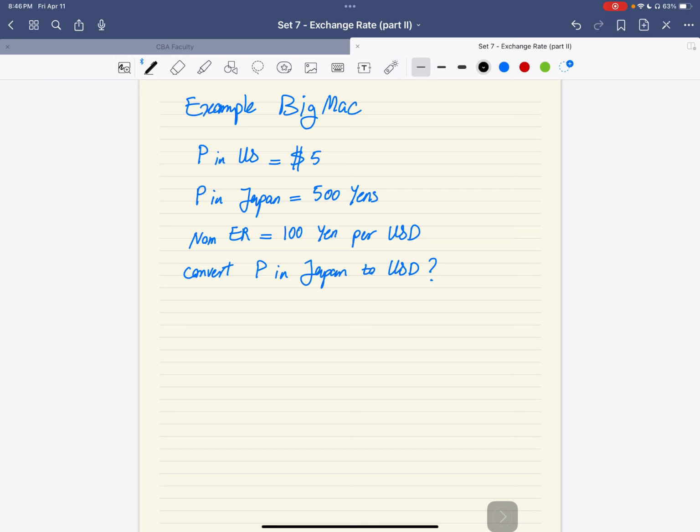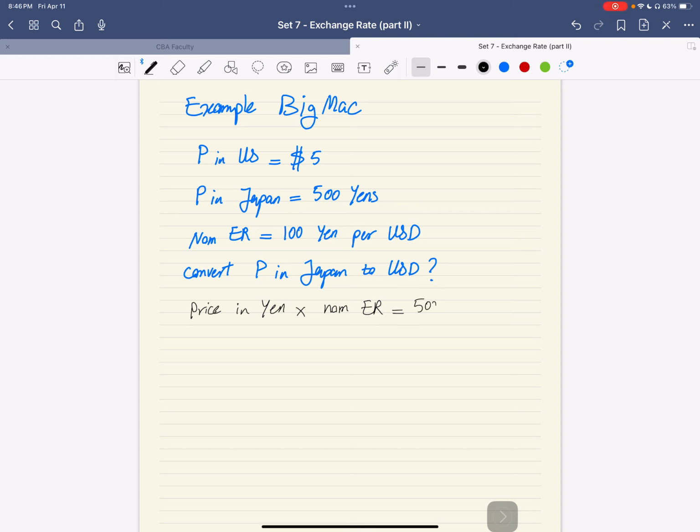I just need to convert that. I need to take the price in yen and multiply by the nominal exchange rate. This will help me to convert the price into US dollars.